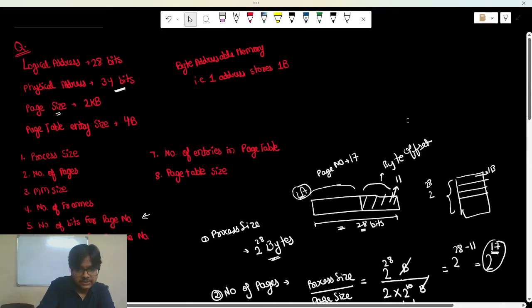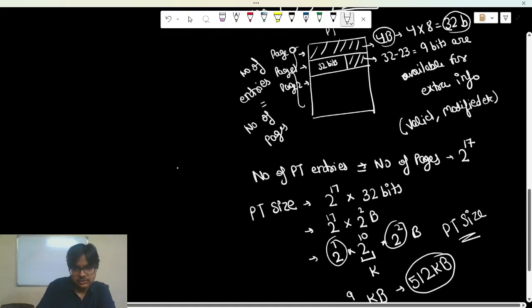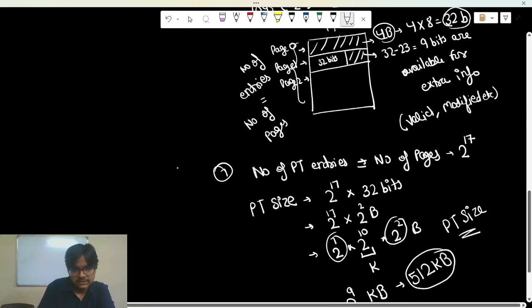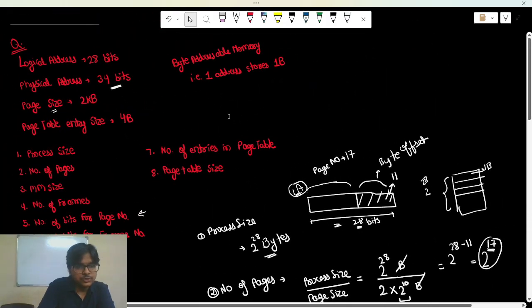So I think that's all. The number of page table entries is for the seventh part and this is for the eighth. So this is how you solve a question related to paging, given you have logical address, physical address and other things. Okay, thank you.